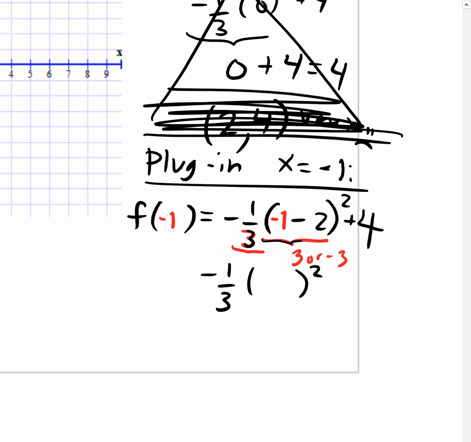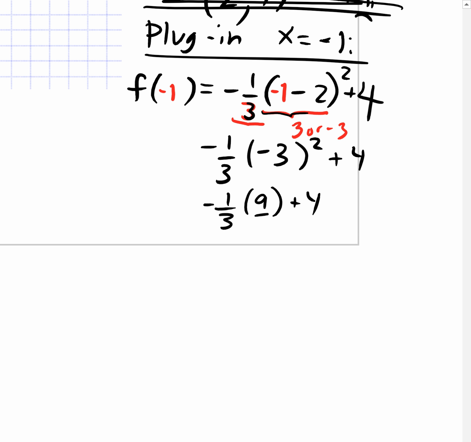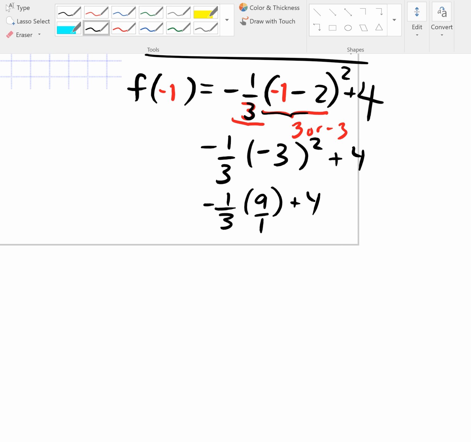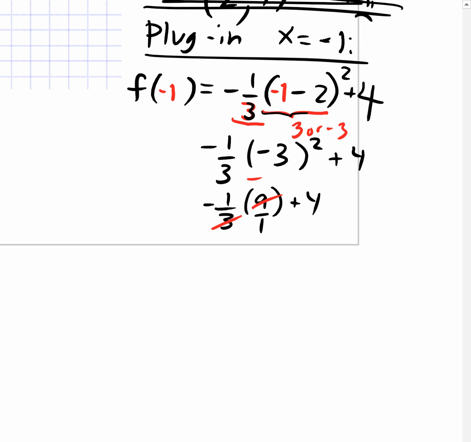Whatever this denominator is, you want to see a multiple of that once you plug it in, because then when you multiply a multiple of 3 by a fraction with a denominator of 3, it'll come out nice. Okay, when I combine negative 1 and negative 2 that makes negative 3 squared. Negative 3 squared is 9. And 9 times negative 1/3, if I put the 9 over 1, it'll reduce to a whole number, negative 3. So it's negative 3 plus 4, which is 1. And the x value I plugged in was negative 1, so it's negative 1, 1. That's pretty good.